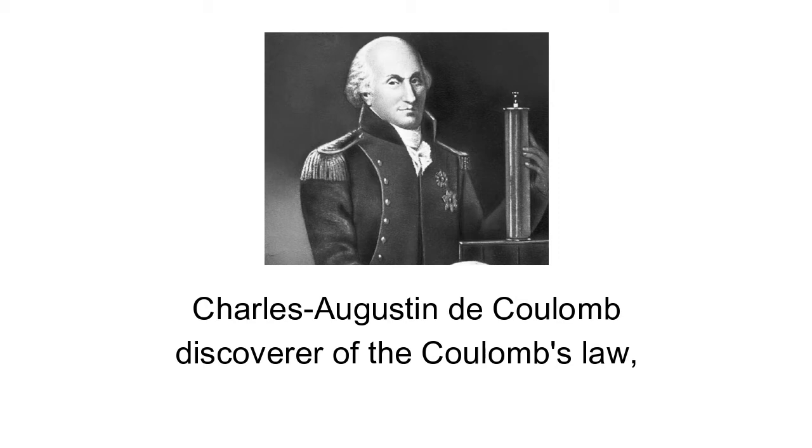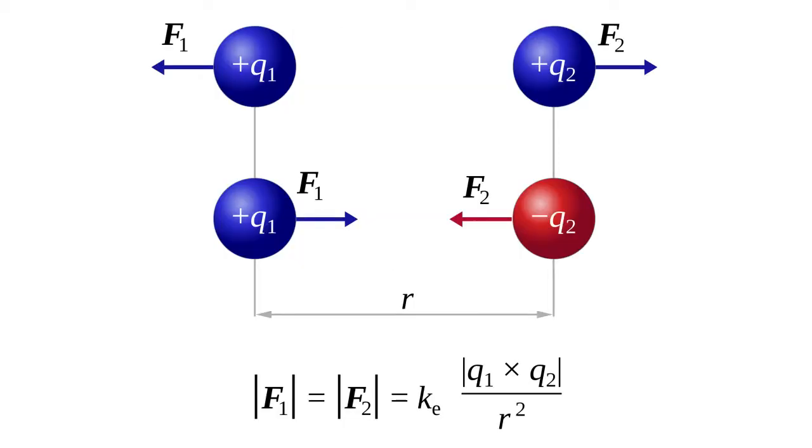So let me paraphrase the law first, then let's have a look at the equation. The law goes like this. The magnitude of the electrostatic force between 2 point charges Q1 and Q2 is directly proportional to the product of the magnitudes of the charges and inversely proportional to the square of the distance between them. So that's the law. Now let's take a look at the equation.